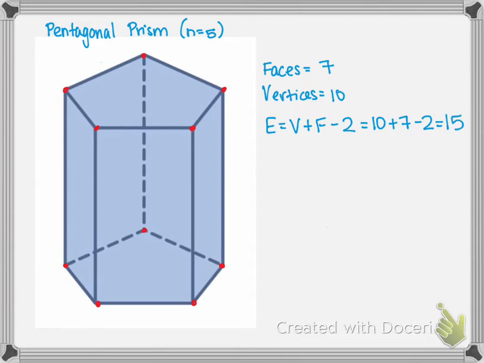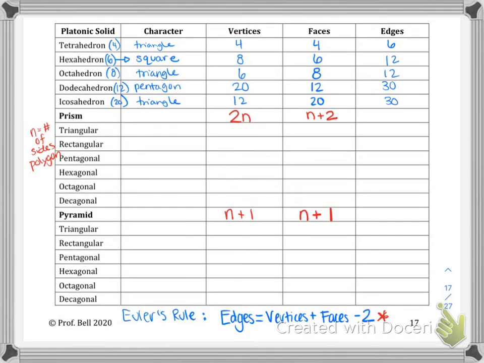Okay. On the next slide, we're going to fill in the rest of our table. Remember that to find the faces, we did n plus 2, and to find the vertices, we did 2n. So we really have to identify what is n, and that's based on the character or whatever the base is. So let's start by filling in that column of our table.